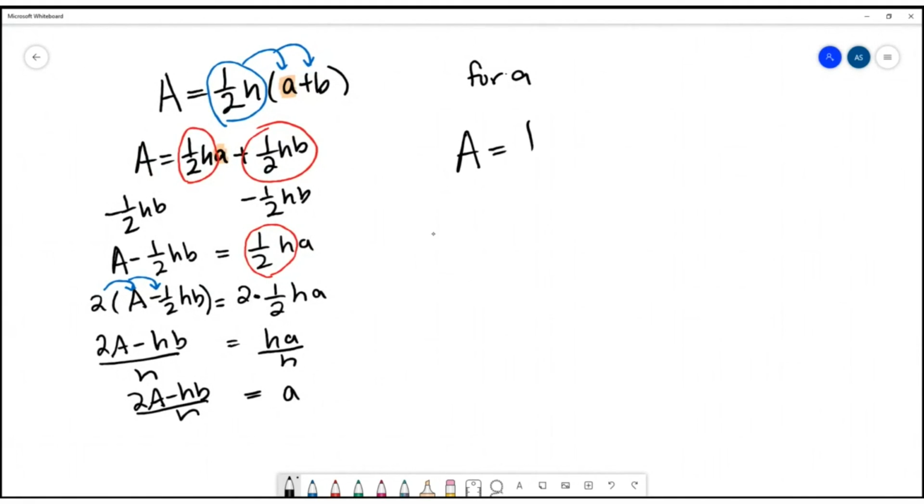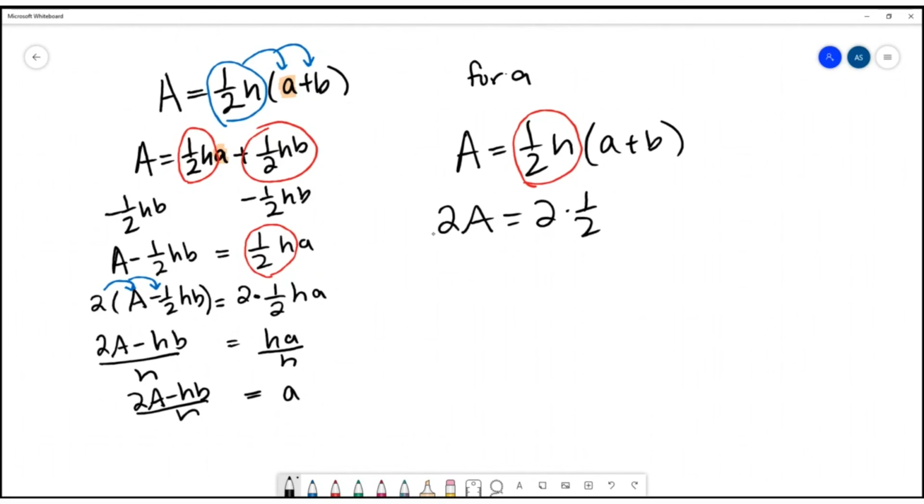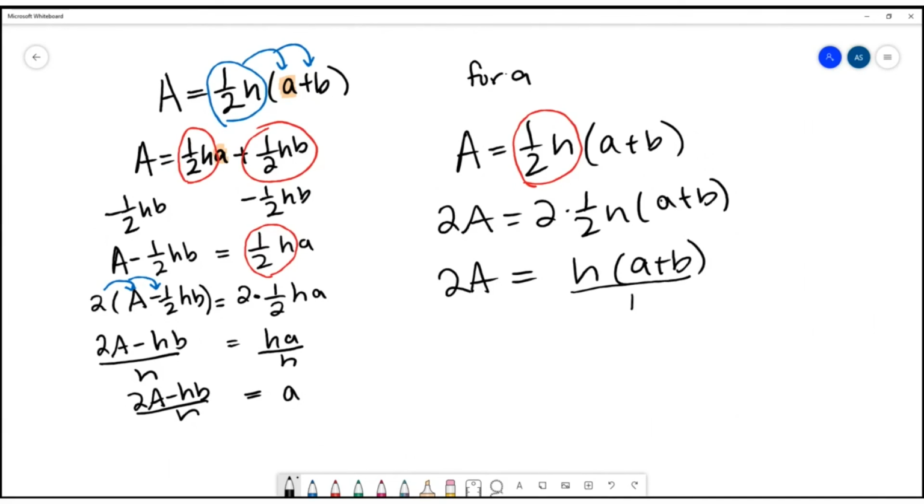So we have A equals 1/2 h times (a plus b). So this time, let's remove the parentheses by getting rid of the 1/2 h first. So here I would multiply by 2 on both sides. That cancels out that 1/2. So we have 2A equals h times (a plus b). Then I'll divide both sides by h. I have 2A over h equals a plus b.